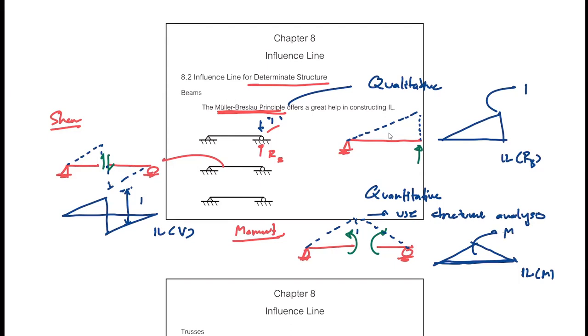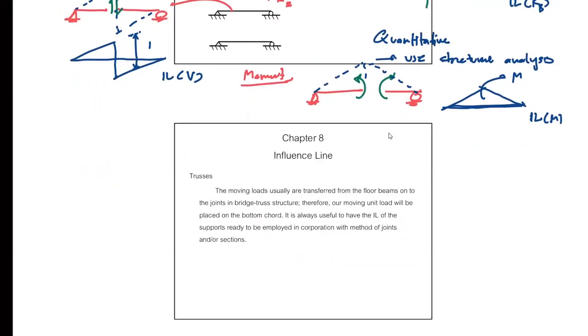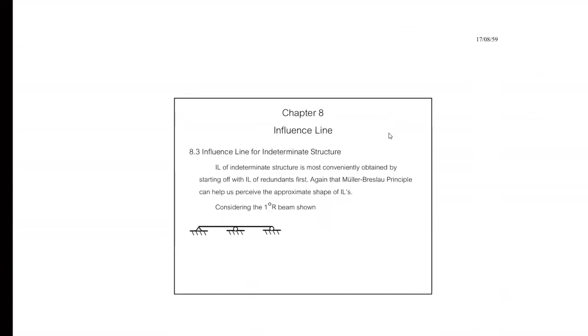All right. So that's a basic idea. Now, from this, we know that we can use the Muller-Breslau idea. That is, if we try to free the restraint, we're going to have the deflected shape or deformed shape of the structure that will resemble the shape of the influence line. That would be a great help. Okay. I used to talk about the influence line of truss, but I don't think it's that useful anymore. So I'm just going to skip that and head to the influence line of the indeterminate structure right away. Okay. You guys ready? Let's hope so.